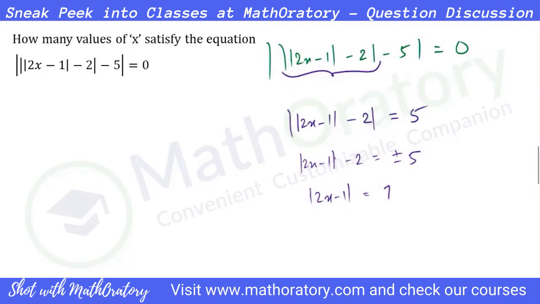So mod of 2x minus 1 is 7, implying 2x minus 1 is plus minus 7. I don't need the value of x. We are looking for how many values of x satisfy the solution. 2 values. For each of the values, so for plus 7 as well as minus 7, you are going to have a different value of x, right, which satisfies. So we have 2 solutions in this case.